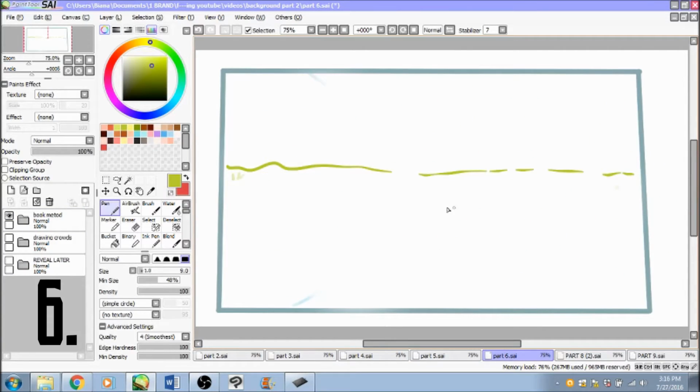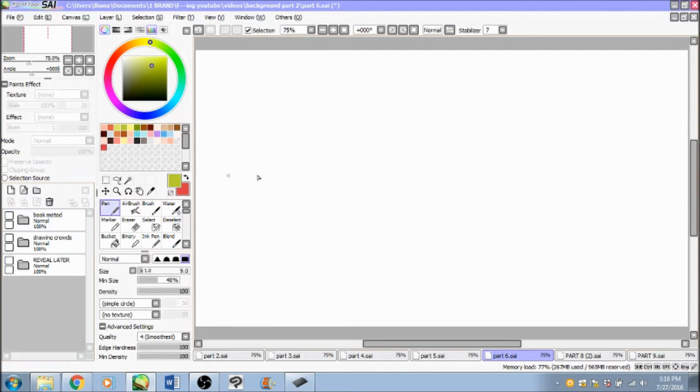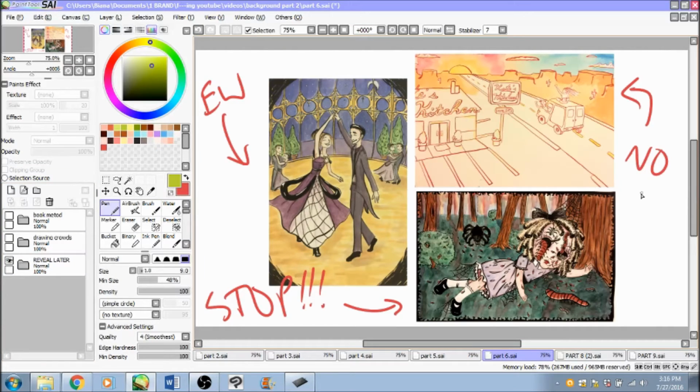Okay, so now we're at part 6, and in the last segment we were talking about objects in perspective, but what happens when we have people in perspective? What happens if we want to draw crowds of people? What do we do then? Well, if you don't know what you're doing, this happens. This is some high school artwork that looks really bad, and here's why.